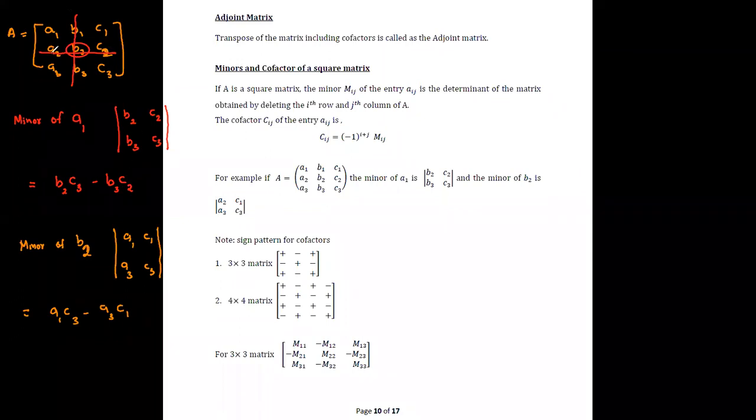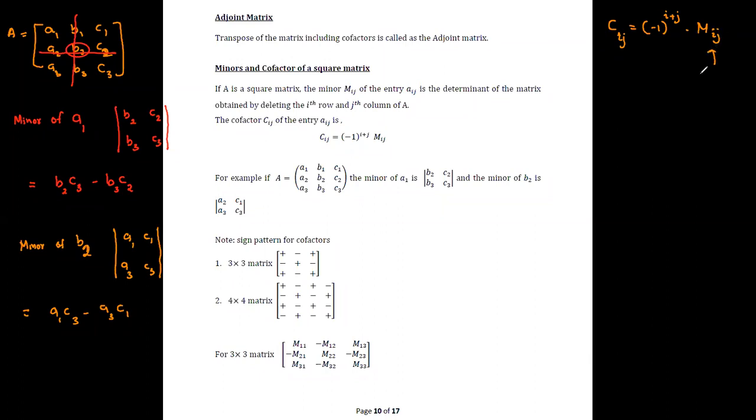Since we are having 9 elements in this matrix, we should be able to obtain 9 minors for this given matrix. Here I have taken only 2. Therefore, you can take minor for A1, minor for B1, minor for C1, minor for A2, likewise minor for C3 as well. Using this concept, you can obtain the minors, and I told you that we can obtain the cofactors Cij, which equals minus 1 to the power i plus j times Mij.